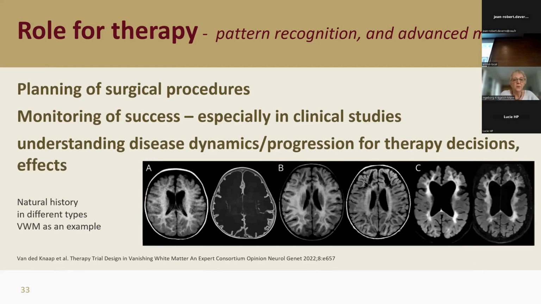And another example from vanishing white matter, where the different forms show different progression of pathology, which is also important when you do a therapy trial, to understand these changes and to have knowledge from natural history.